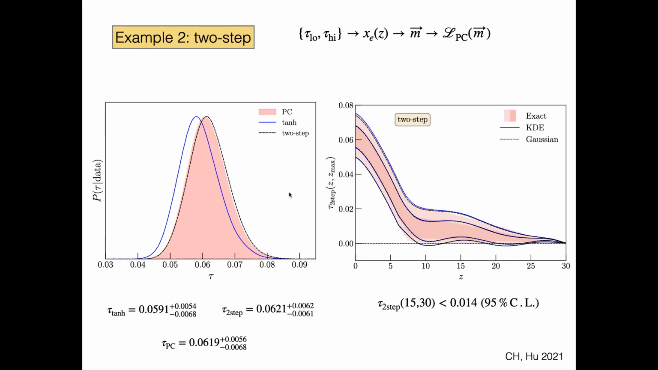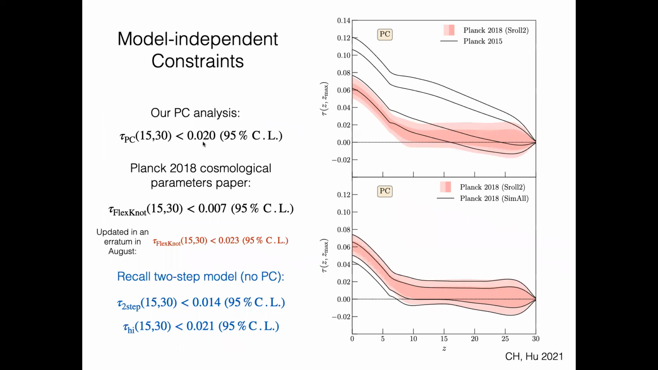Yeah, so we can also do a comparison with the model independent constraint. These two are defining particular models, and now we're just looking at all the constraints the PCs are able to get. You see this red shaded plot over here, and that is very consistent with the two-step model plot. So from all of this, from the model independent constraint, we can derive an upper limit on the high redshift part between 15 and 30. It's 0.02 at the 95% confidence limit.